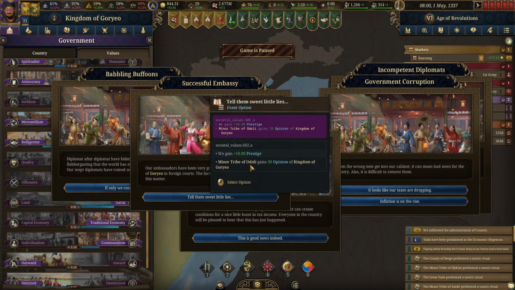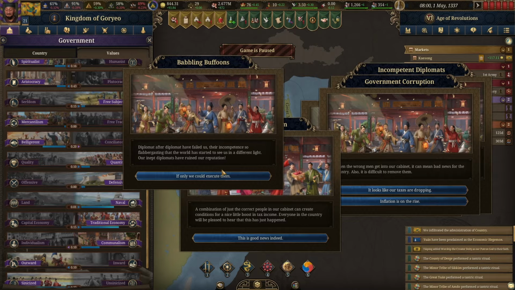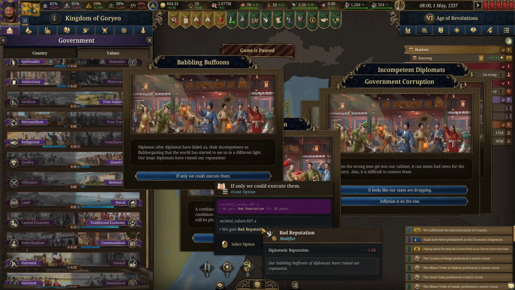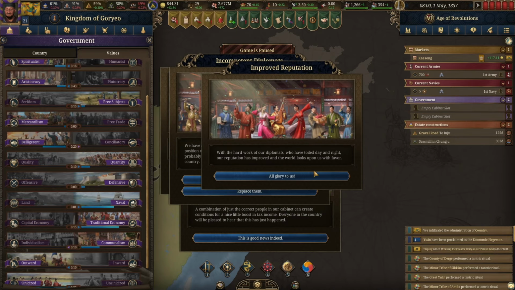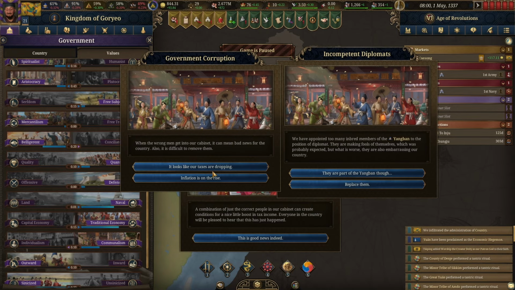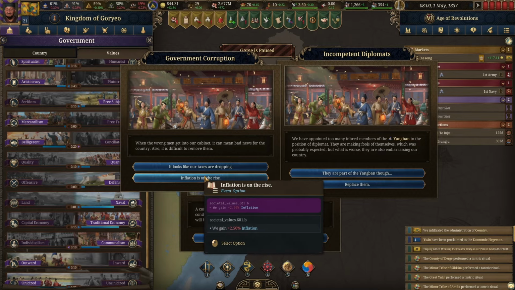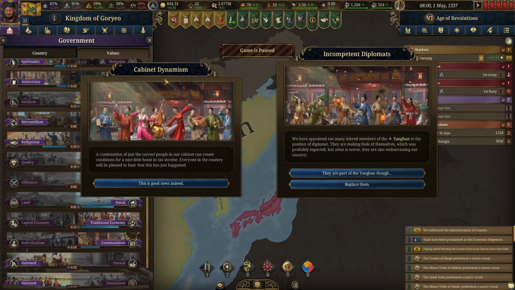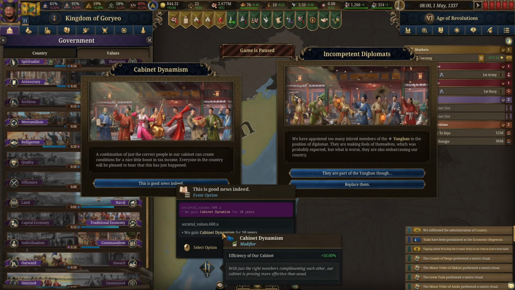Successful embassy, which gives you 10 prestige and increases your relationship by 30 with a random country. Babbling buffoon, which decreases your diplomatic reputation by 1, or the opposite, which increases your diplomatic reputation by 1. But also a few events about the government, like government corruption, which reduces stability or gives inflation. This cabinet dynamicism increases your efficiency of the cabinet by 10.